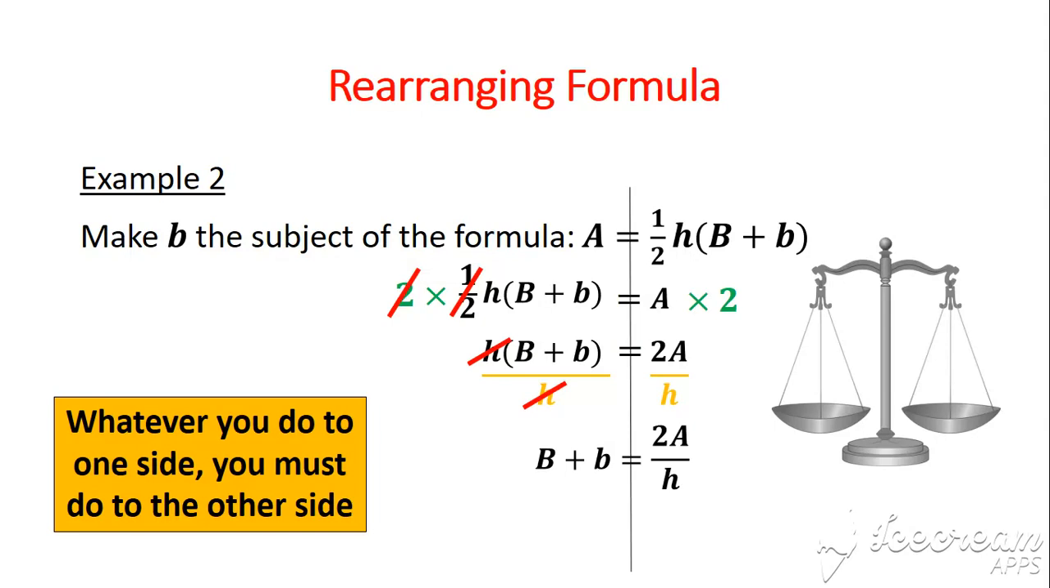And finally, since I want to make small b the subject, I'm going to get rid of the big B by minusing big B on both sides. So those will cancel on the left, leaving me with small b. And on the right-hand side, I'm going to have 2 times a divided by h minus big B. And I've made b the subject of the formula.